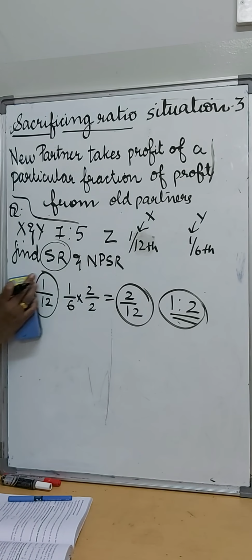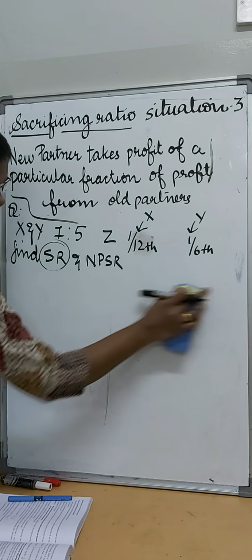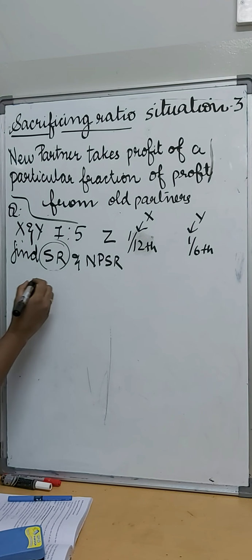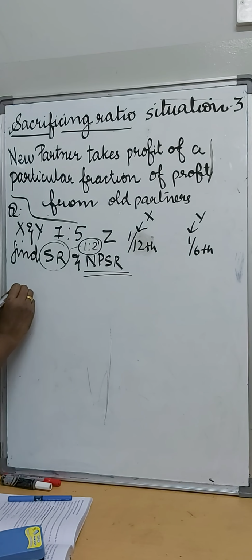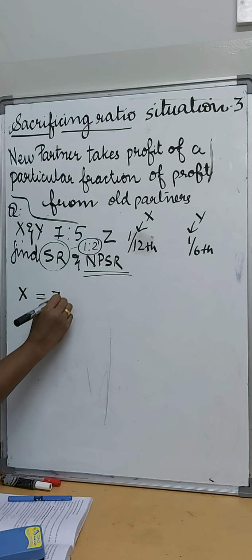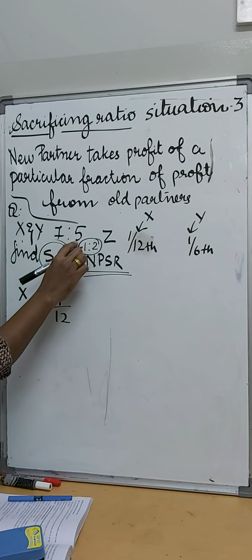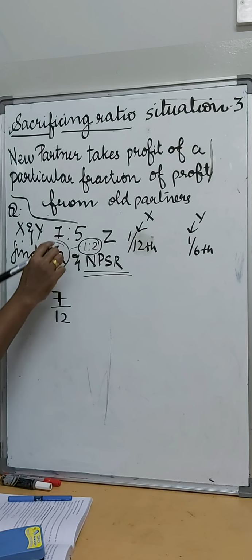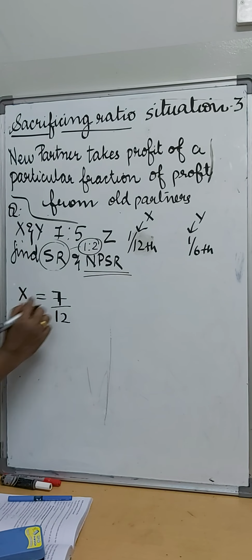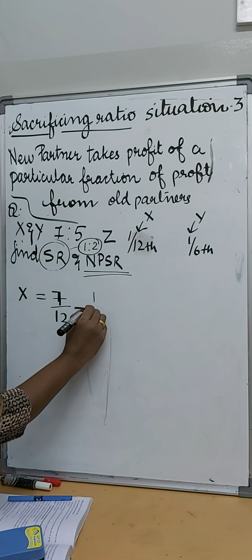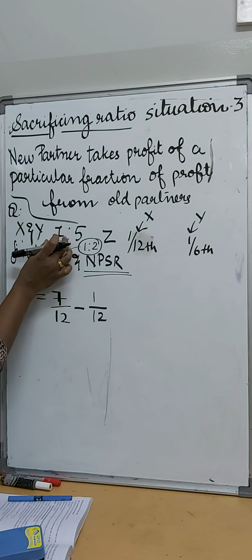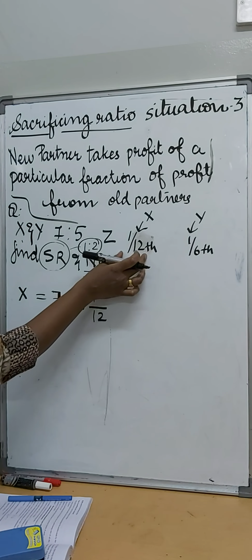So I am going to do the new profit sharing ratio now. Sacrificing ratio is 1:2, right? Now the new profit sharing ratio of X. X's old ratio is 7/12, because 7 plus 5 is 12, and out of 12, the 7th portion is for X. So 7/12 is X's old ratio, minus 1/12, which X has given to Z.